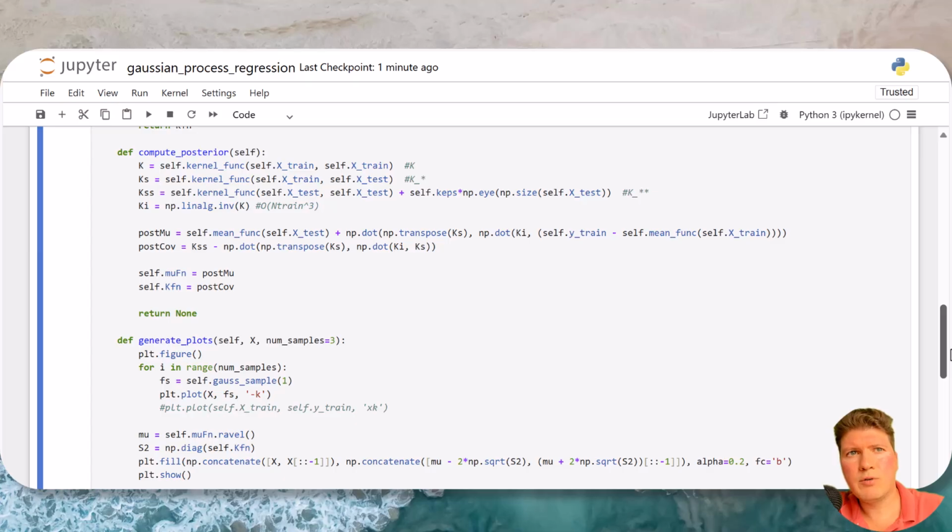Then we compute the ingredients of the posterior, compute the matrix inverse, and compute the final posterior values for mu and sigma. Finally, we have functions for generating plots and sampling from multivariate Gaussian. Notice that in the plot function, we're filling in 2 standard deviations from the mean around our sample points.